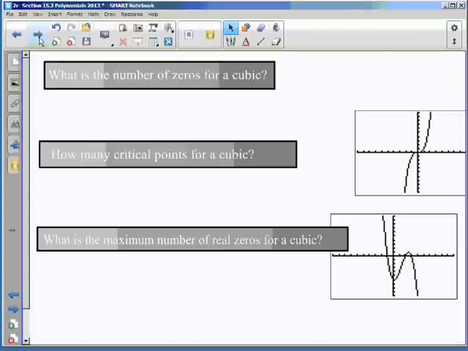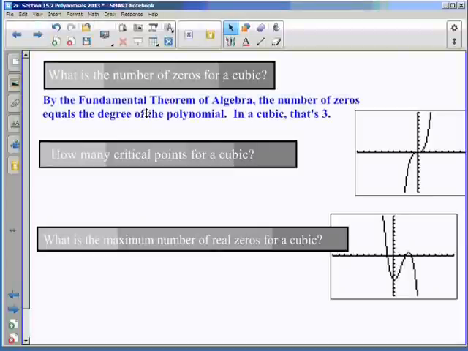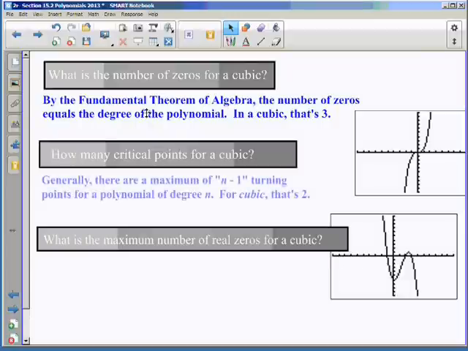What is the number of zeros for a cubic? Well, as we discussed earlier, the fundamental theorem of algebra tells us it's a degree 3, so there'll be 3. Some may be real, some may be complex. How many critical points for a cubic? Generally, there are a maximum of n minus 1 turning points for a polynomial of degree n. So for a cubic, that means you'd see 2 actual turning points.